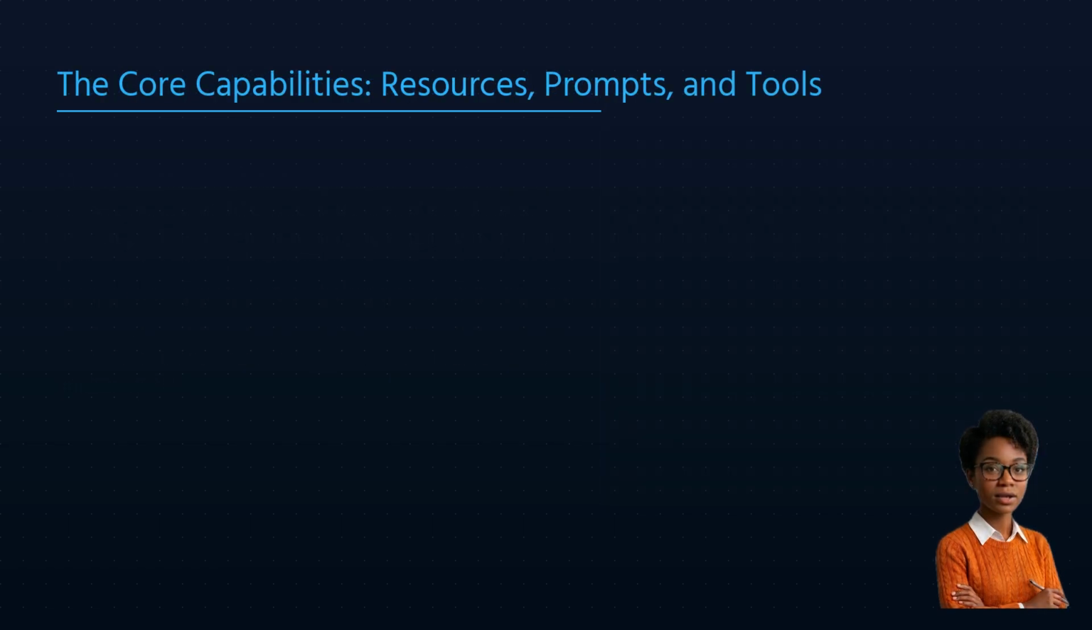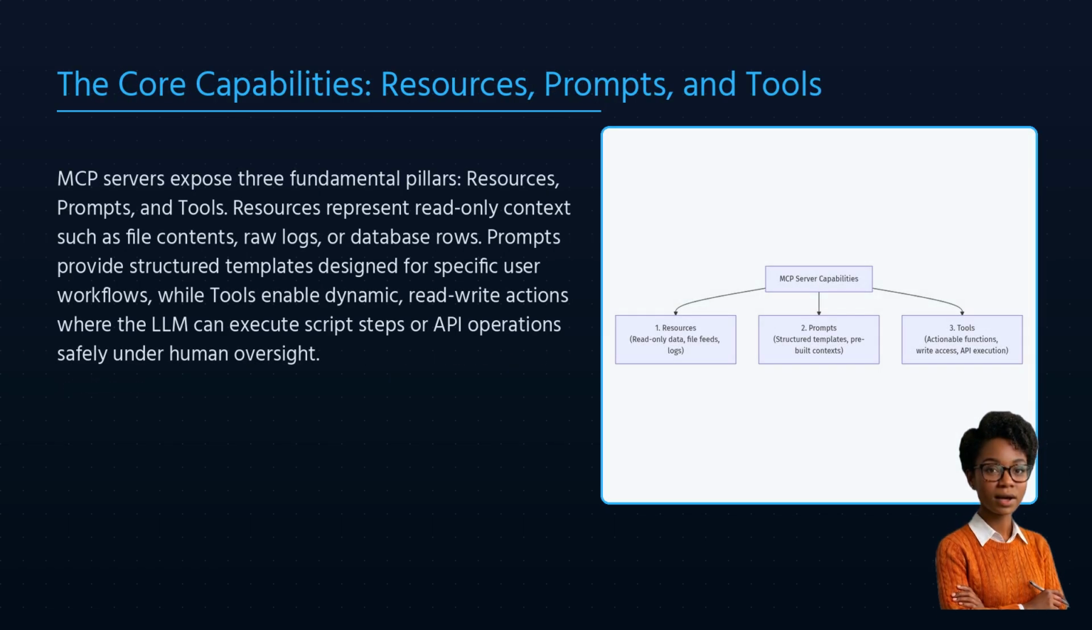These three categories are crucial to grasp because they organize how the LLM interacts with external systems. Think of resources as external files or logs the model can read to gain knowledge. Think of prompts as custom dynamic templates that format user intent elegantly.